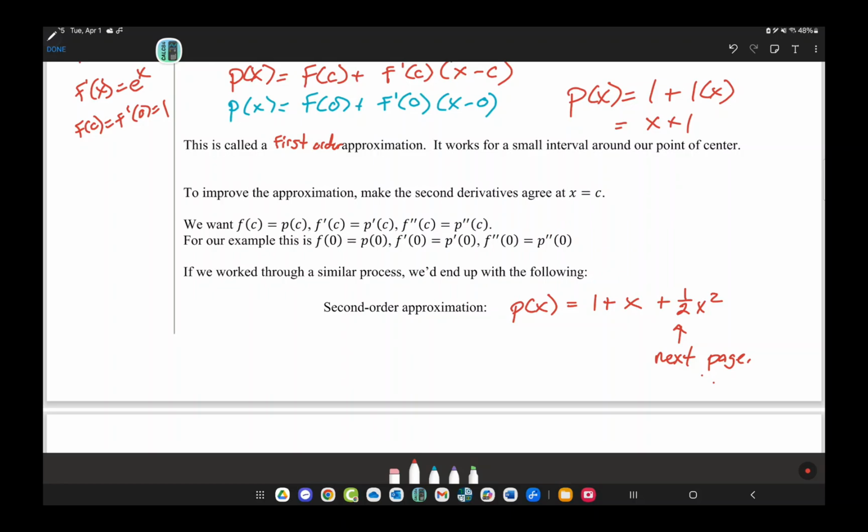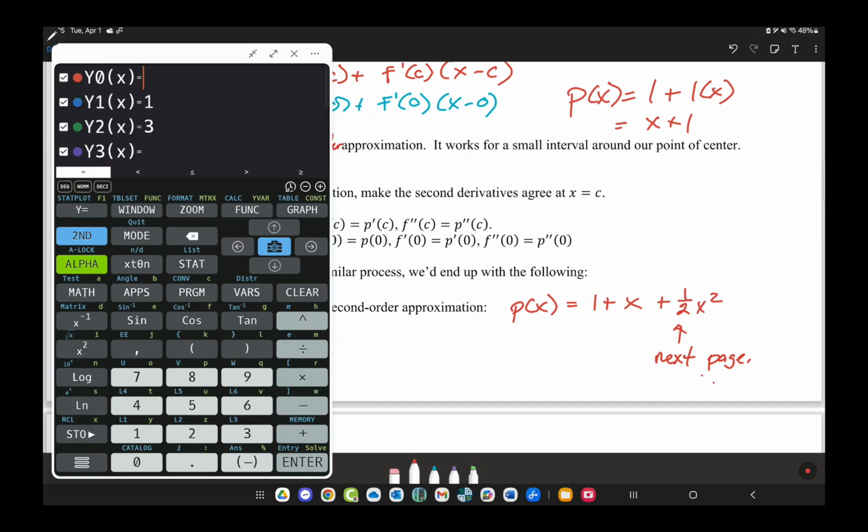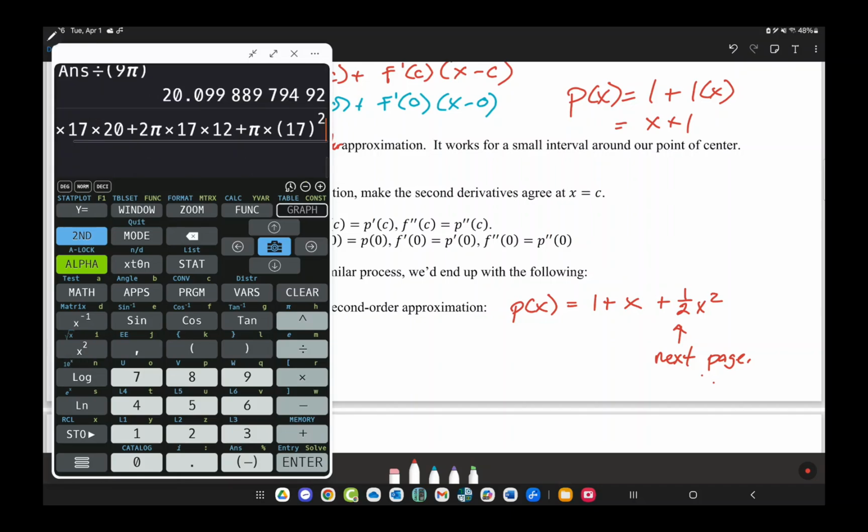This is the second order approximation of the graph. So if I created a quadratic function, I'm just curious. Let's go to my graph here. We have e to the x, and then we have 1 plus x, right? And we'll have this 1 plus x plus 0.5 x squared. Let's see what we're looking at.